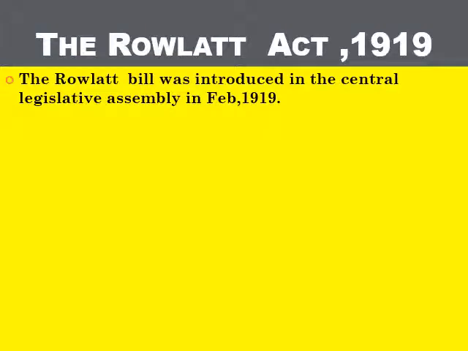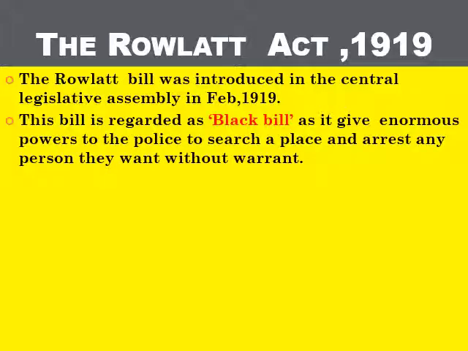What happened there? A Rowlatt Bill was introduced in the Central Legislative Assembly by the British in February 1919. This bill was regarded as the black bill. Why is it called a black bill? It gave enormous power to the police to search any place in India and arrest any person they wanted without a warrant. So if they suspected that two people standing and discussing something were conspiring against the British Empire, they could arrest them without any warrant. They could just put them behind bars.